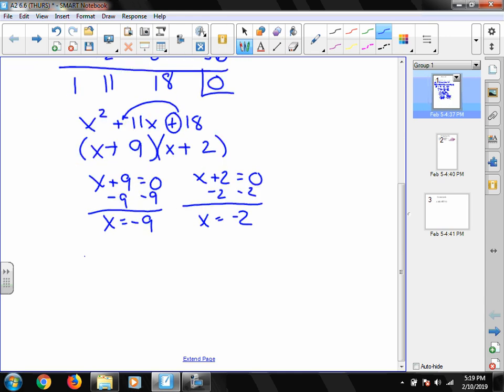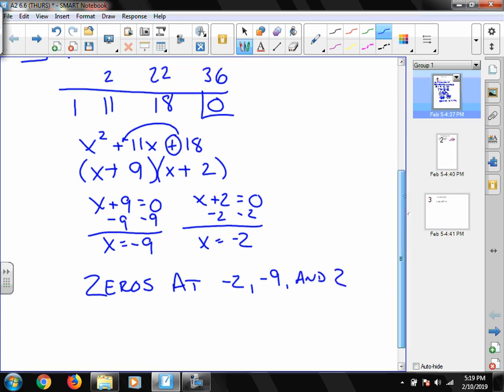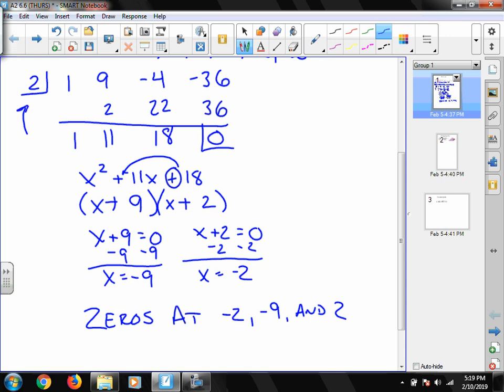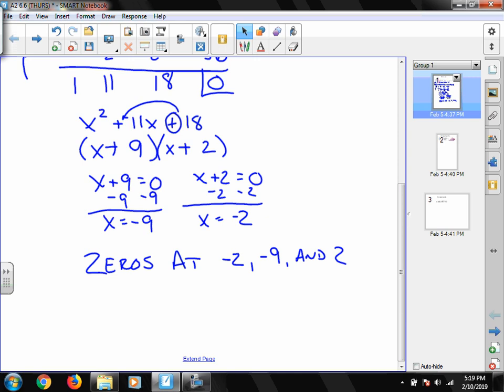So I have zeros at negative 2, negative 9, and a positive 2. Don't forget about the one that you put in your box. That's always a 0. So there are your zeros. Again, the 1, negative 1 strategy works a lot of the time. I try to show you some of these where it doesn't, just to give you more practice, so if you do end up in a situation where it doesn't work, you don't panic.